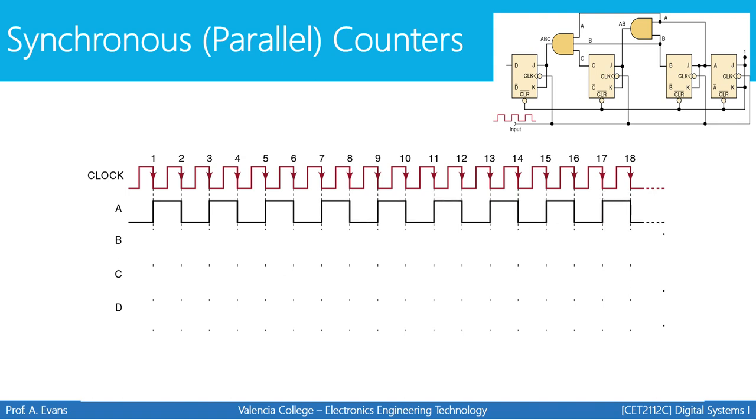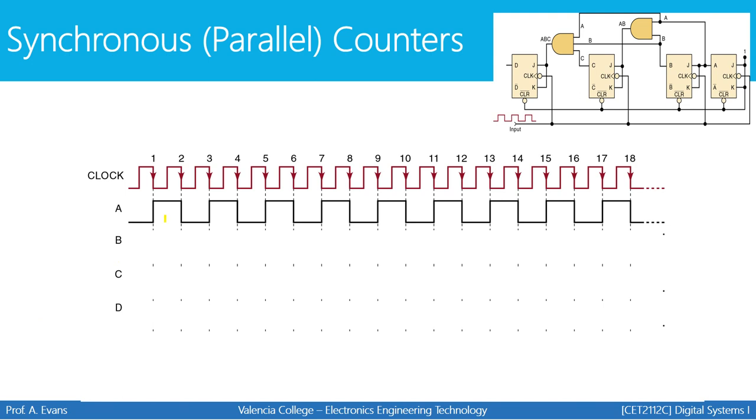Now let's look at flip-flop B. Flip-flop B is going to have its J and K inputs tied to A. That means that whenever A is 1, J and K are both 1, and the flip-flop will toggle. But whenever A is 0, J and K are both 0, and the flip-flop will have no change. So whenever A is 1, when the clock makes its transition, is when flip-flop B is going to toggle.